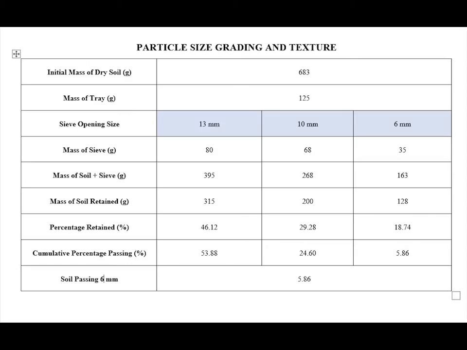This is the data for particle size grading and texture. So the initial mass of dry soil is 681 gram, and the soil passing 6 mm is around 5 gram.